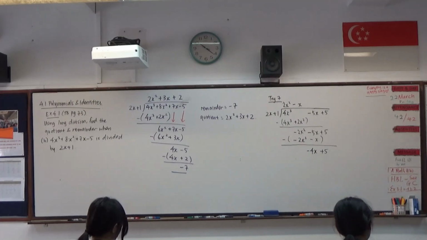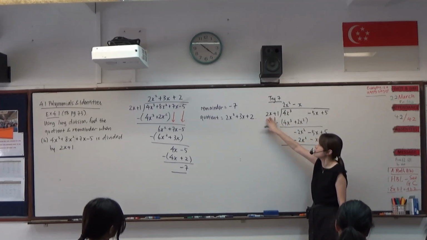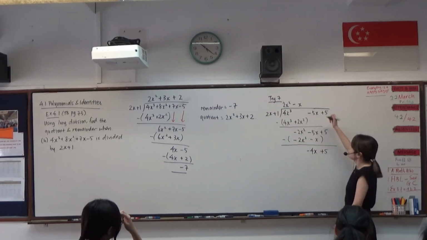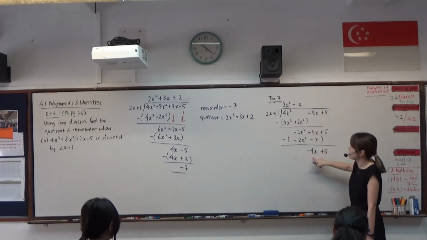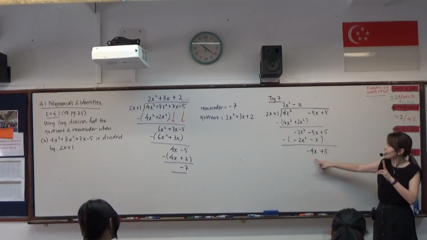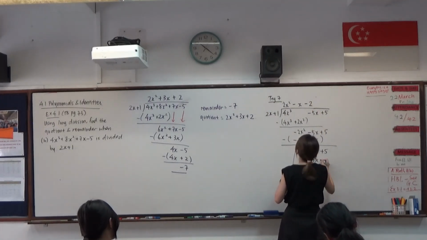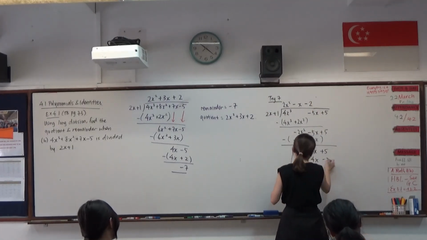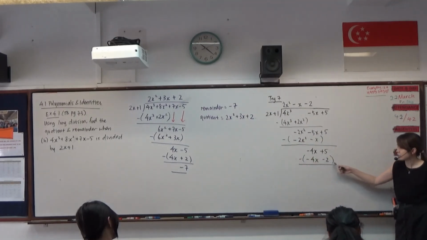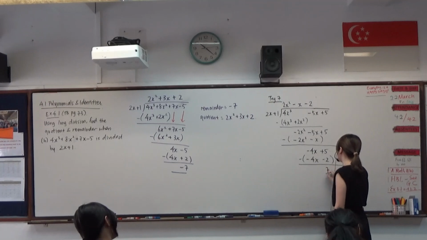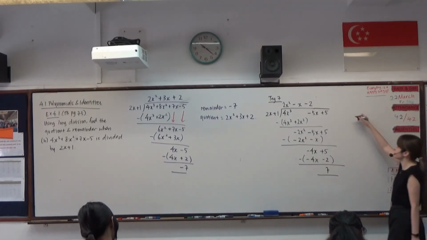Okay, we're still not done with our long division here. Since the degree of this is 1, and the degree of this is also 1, I can still continue. Then what should I choose over here to get rid of the negative 4x? Negative 2, right? So negative 2 times 2x gives negative 4x, and negative 2 times 1 gives negative 2. So 5 minus away negative 2 will give us 7. Okay, so the remainder in this case is 7.